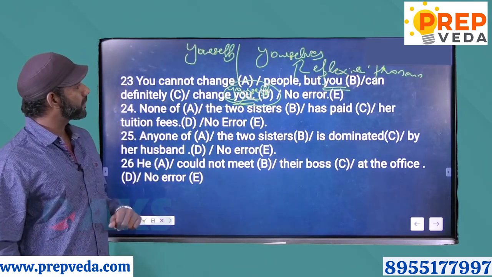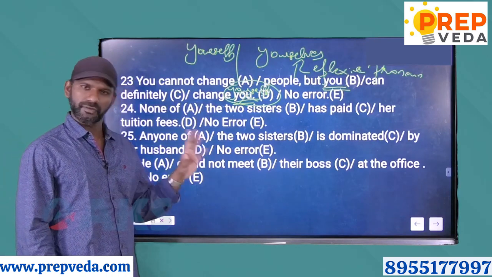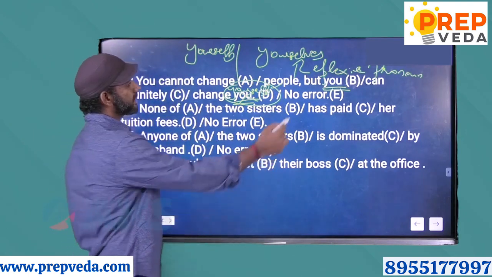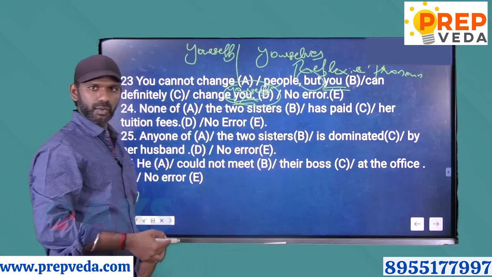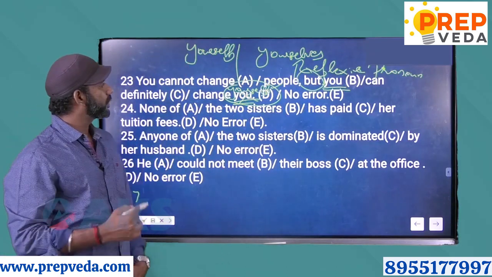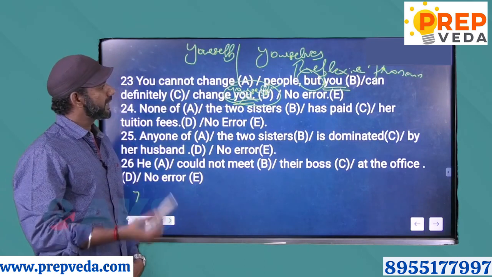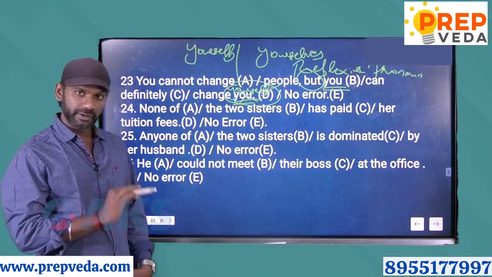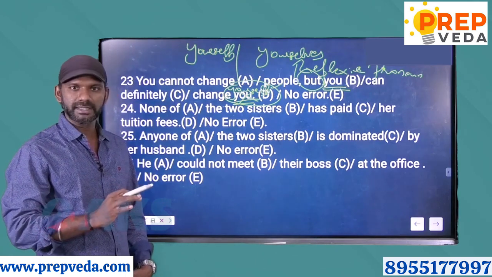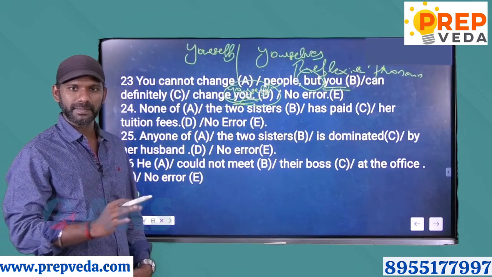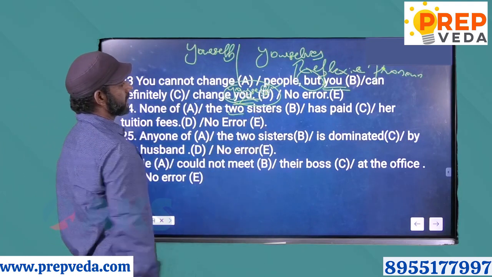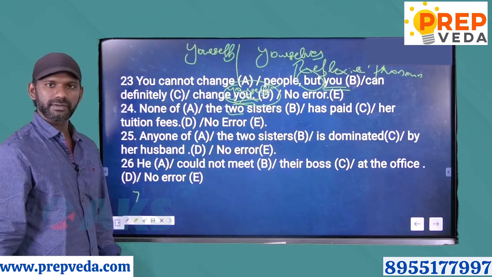So you cannot change people, but you can change yourself or yourselves. Both are fine. The error is in part D. "But" is a contrast indicator. The same rule: it must connect one positive idea and one negative idea. The idea before "but" is you cannot change people. Negative. The idea after "but" is you can definitely change yourself or yourselves. Positive action. The concept of contrast indicators is completely fine. Right? Come to next. None of the two sisters has paid her tuition fees.